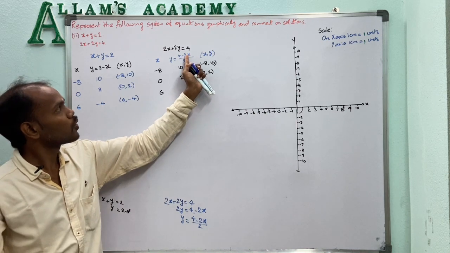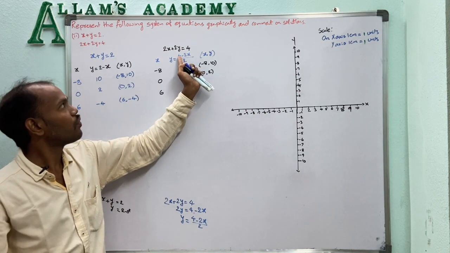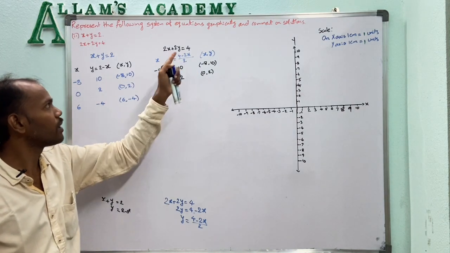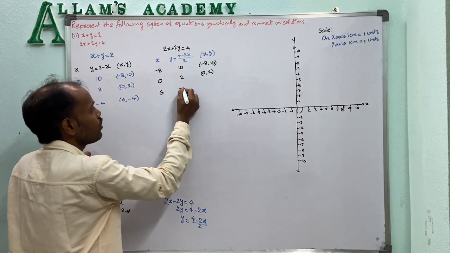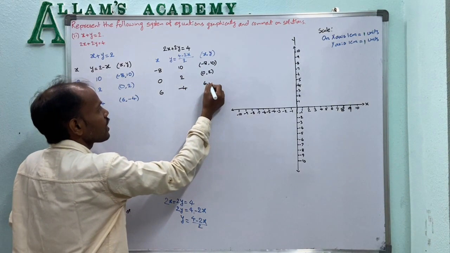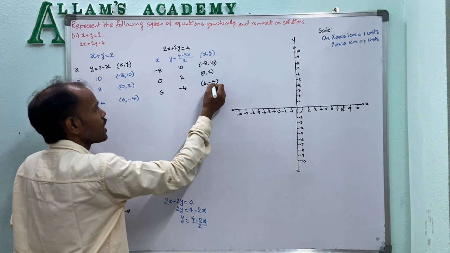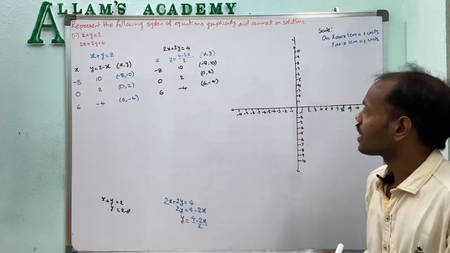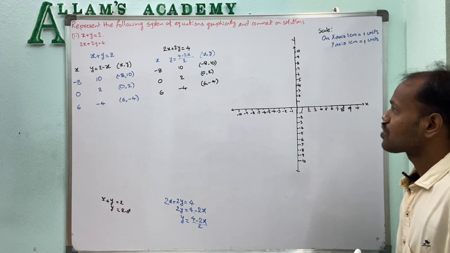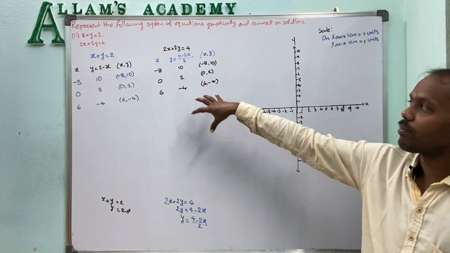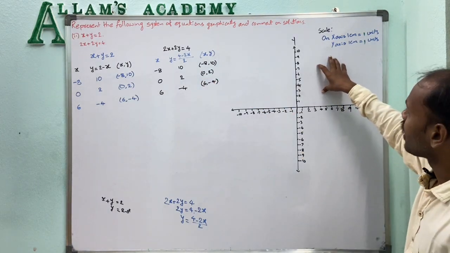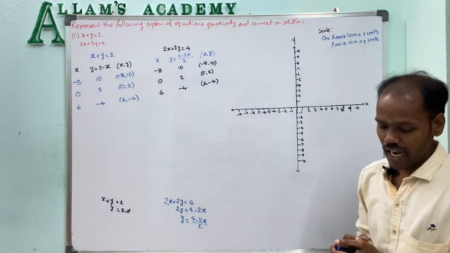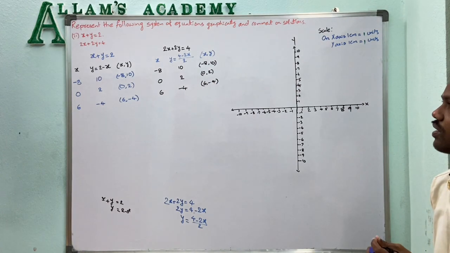Next, if I substitute a positive number, that is 6, 2 into 6 equal to 12. 4 minus 12 equal to minus 8. Minus 8 by 2 equal to minus 4. So for that 6, the corresponding y coordinate is minus 4. Now locating these points on the graph, we get the solution. Here also we take on the x axis 1 centimeter equal to 1 unit, and on the y axis 1 centimeter equal to 1 unit.